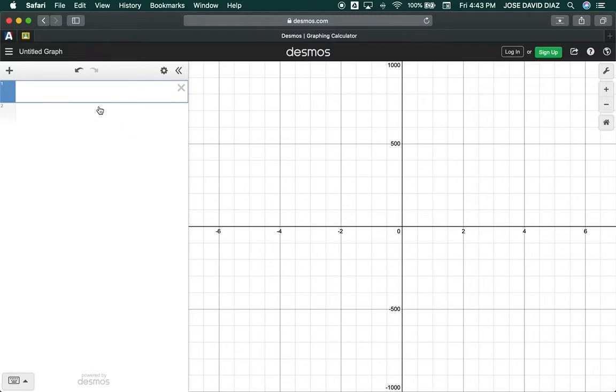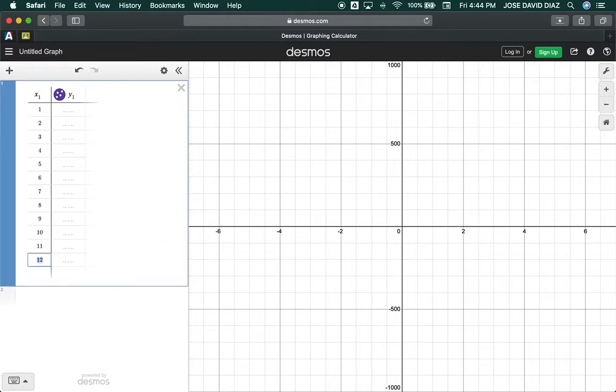I'm going to clear everything that's there. I'm going to click add table. I'm going to add the values 1, 2. Notice that if I press enter, it gives me all the values. A little easier. They've done a really good job with Desmos, and they continue working on improving it. They always add new features, and for us, it's free.